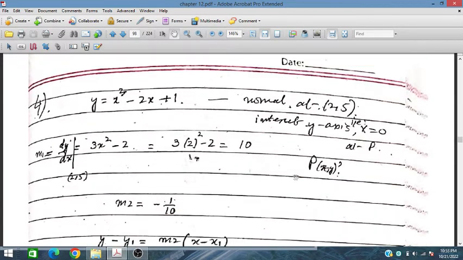This is the fourth problem. y is equal to x^3 minus 2x plus 1, and the normal at (2, 5) intersects the y-axis, that is x is equal to 0, at point P. This normal equation also crosses the y-axis where x is equal to 0 at point P.